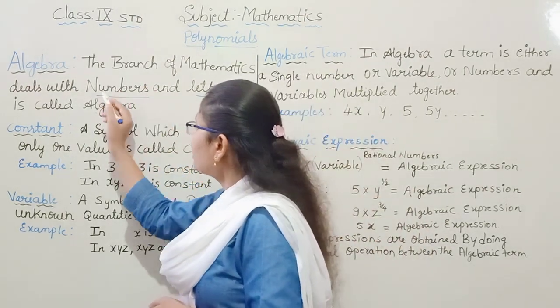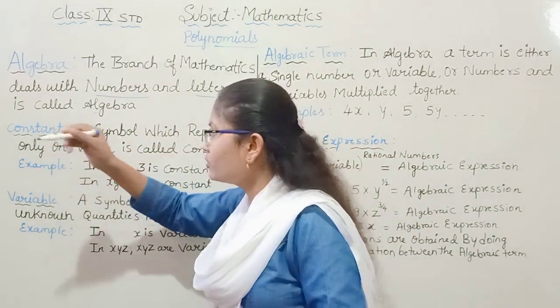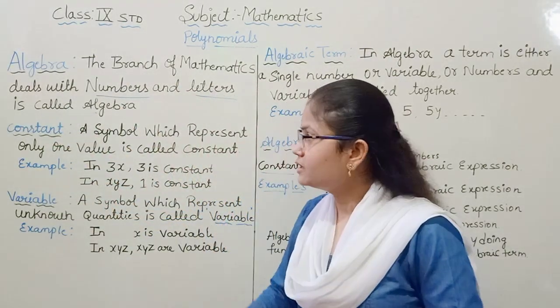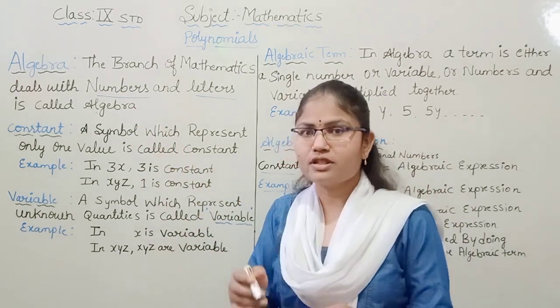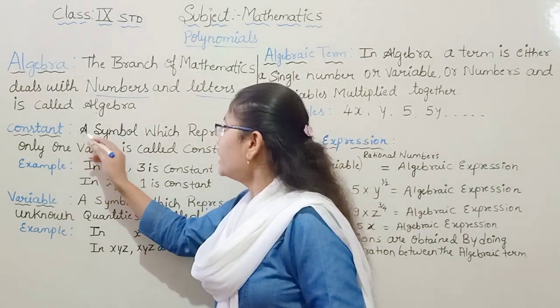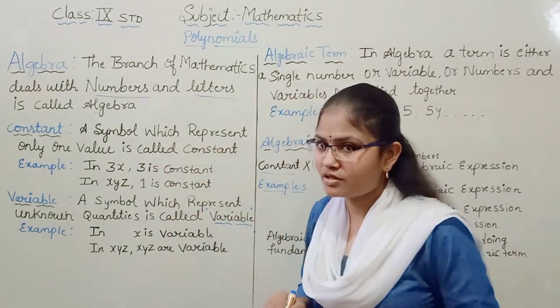So what are these numbers called? Constants. What are letters called? Variables. Numbers we call constants, and letters we call variables. Then what is meant by constant and variable? Let us see. A symbol which represents only one value is called a constant.